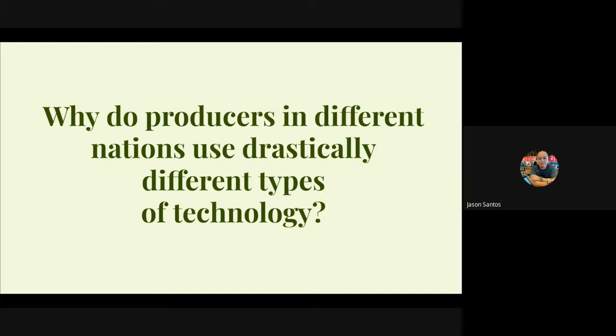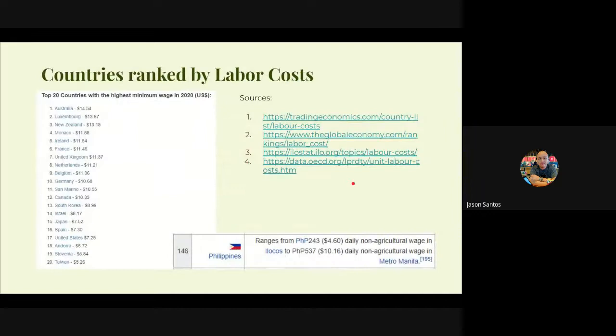Sige, let me go back here. I wanted to show you something. Okay, sige. Mas mabilis po ang production. So I would guess if that's automated. So ito yung countries ranked by labor cost. Okay? So top 20 countries with the highest minimum wage as of 2020. So Australia talaga number 1 yan.